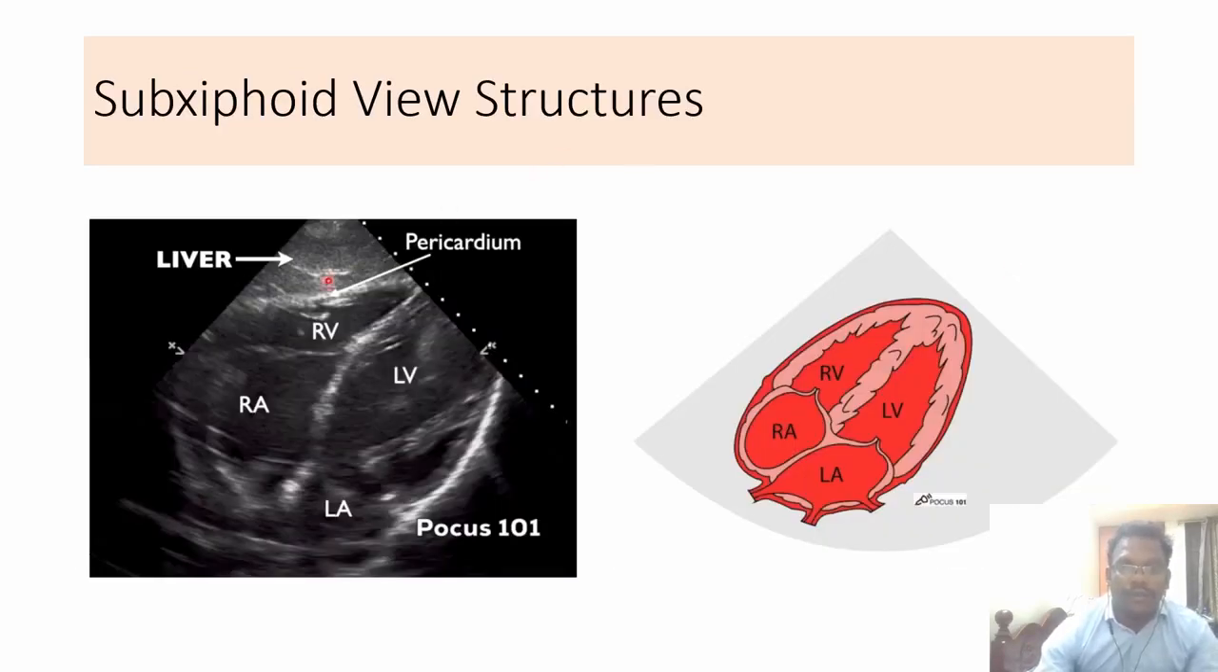So these are the subxiphoid view structures. You can see the liver, and this is the pericardium, and you can see the right ventricle, right atrium, and left ventricle. And you can see there is some fluid collection around the surface of the right atrium and the right ventricle below the pericardium. This could be pericardial effusion.